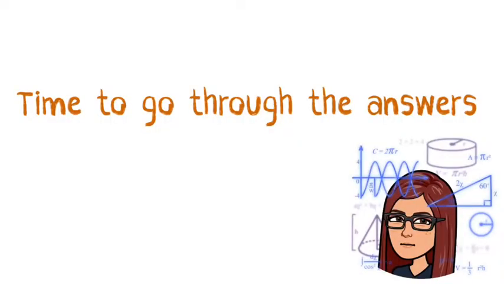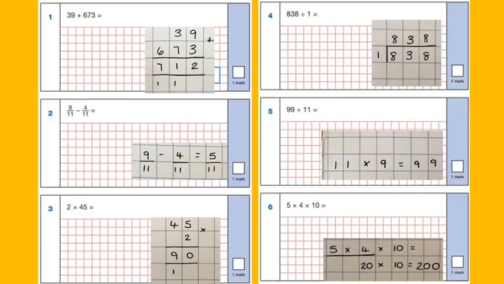Okay, time to go through the answers. Number 1, nice and simple. This is the very early stages of the arithmetic paper, so nothing here that you should really find too confusing. You probably won't even really need to use the methods like I have shown you here. You might be able to do these ones in your head. So the first one, 39 add 673 is 712. As you can see, I've used column method there.